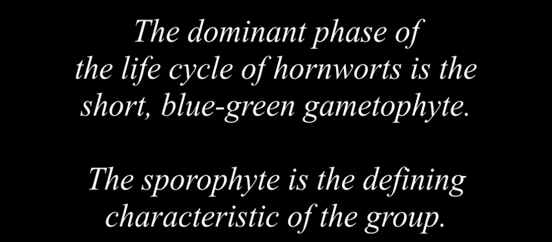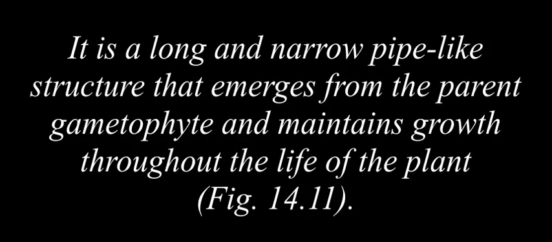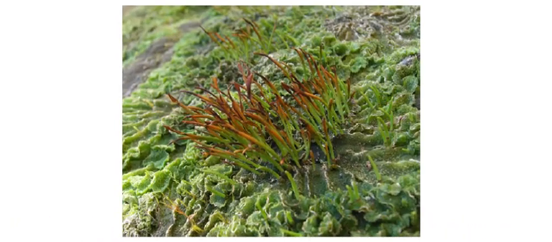The dominant phase of the life cycle of hornworts is the short blue-green gametophyte. The sporophyte is the defining characteristic of the group. It is a long and narrow pipe-like structure that emerges from the parent gametophyte and maintains growth throughout the life of the plant. Figure 14.11. Hornworts grow a tall and slender sporophyte.